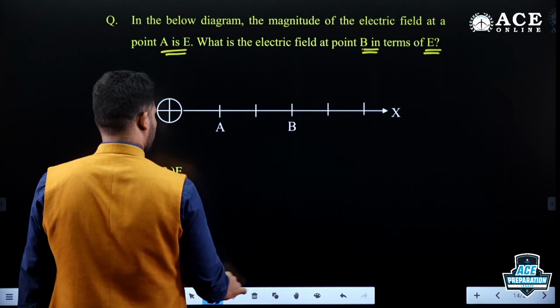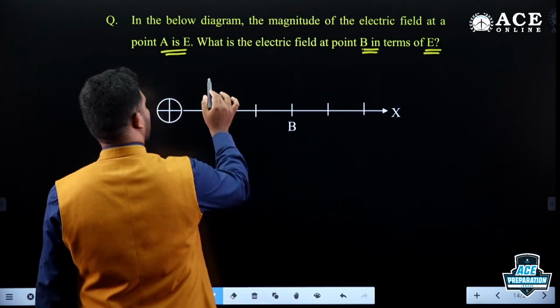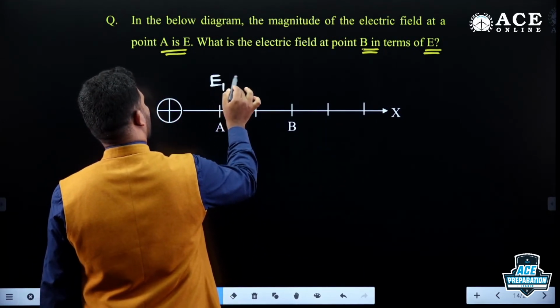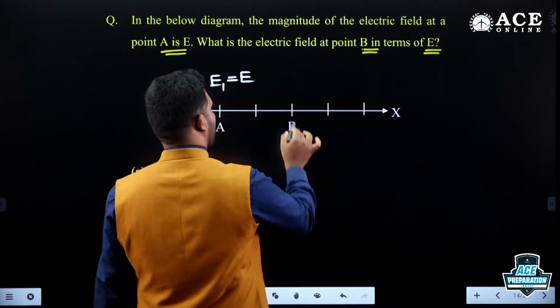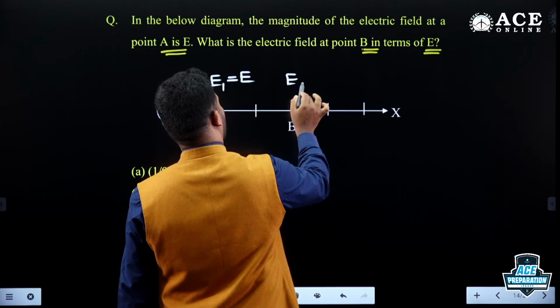Here the electric field E1 is equal to E. Where is it asking for the electric field? The electric field is asked here at E2. How much?